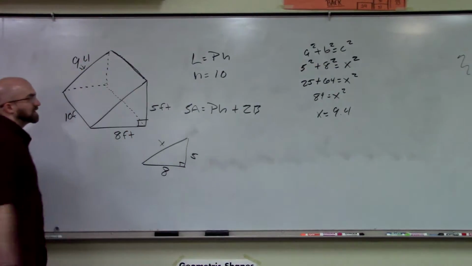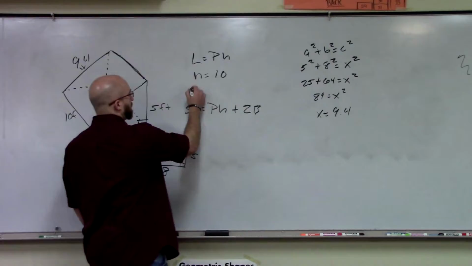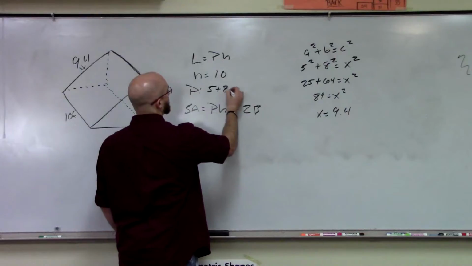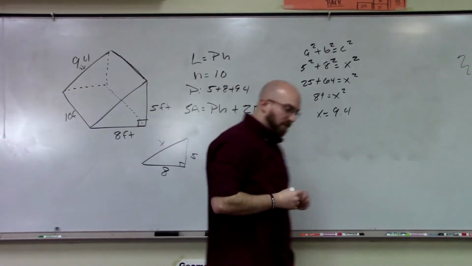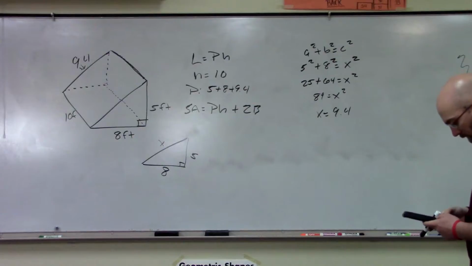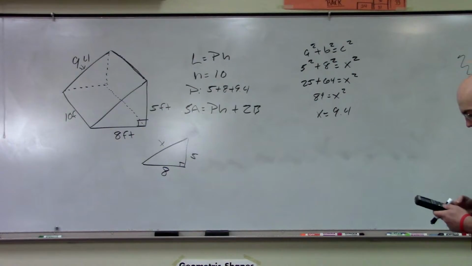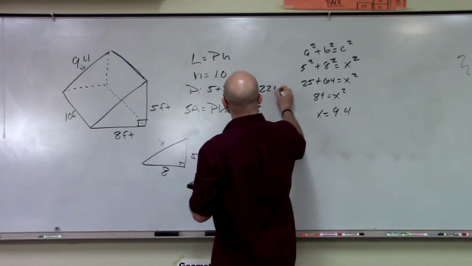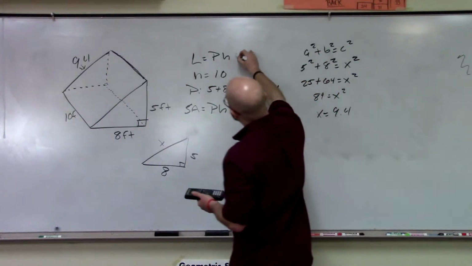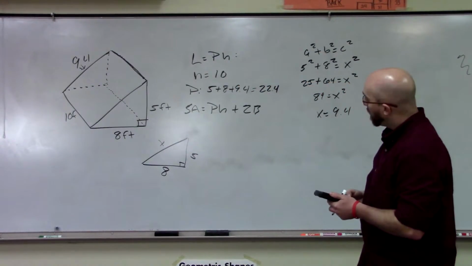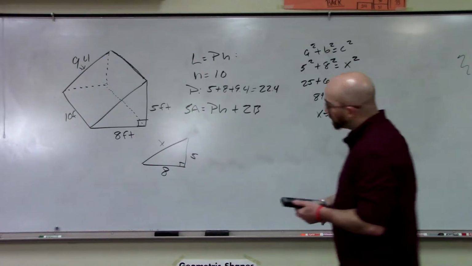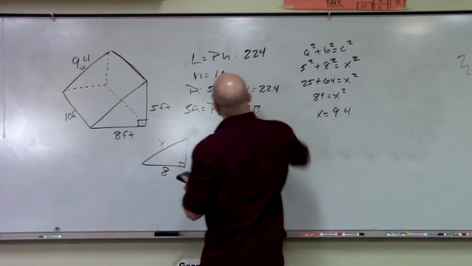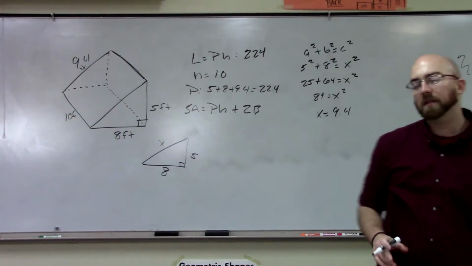And since this is the same base, it doesn't matter. So perimeter equals 5 plus 8 plus 9.4. We get 22.4. Now plug those into this. We get 224. Oh, easy, right? That's the lateral area.